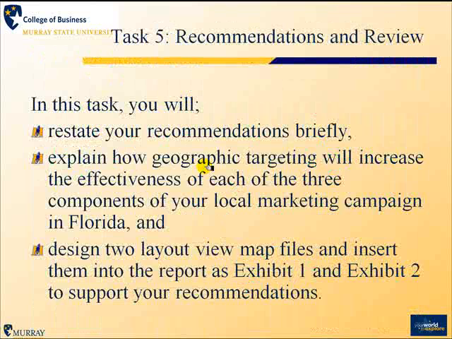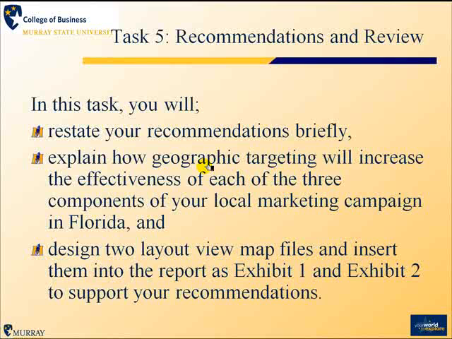We've now performed the 3 areas of analysis for the 3 components of the promotional mix, and now what we need to do is pull those together into a recommendation and a document which summarizes our findings and makes our specific recommendations for which zip codes, counties, and outdoor stores are going to be included. So in task 5, you'll restate your recommendations briefly, and you'll explain how the process of using GIS to target those areas has increased the effectiveness of each of those 3 components of the local marketing campaign.